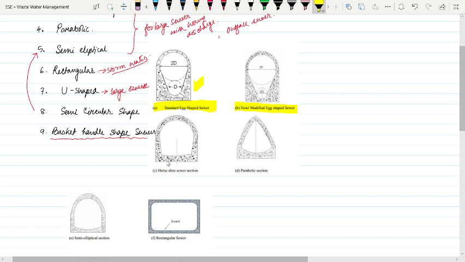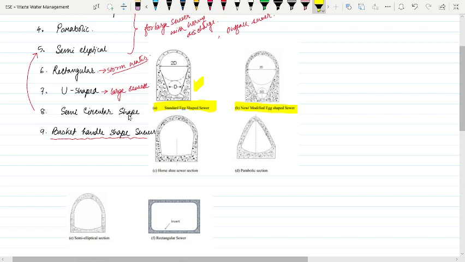Okay, again then comes rectangular. Generally, rectangular sewers are used for storm water, because storm water carries fewer material particles. That is why it can flow through a rectangular sewer. Again, U-shaped sewer is also used for large sewers. Those have a higher discharge, so you can use U-shaped sewers.